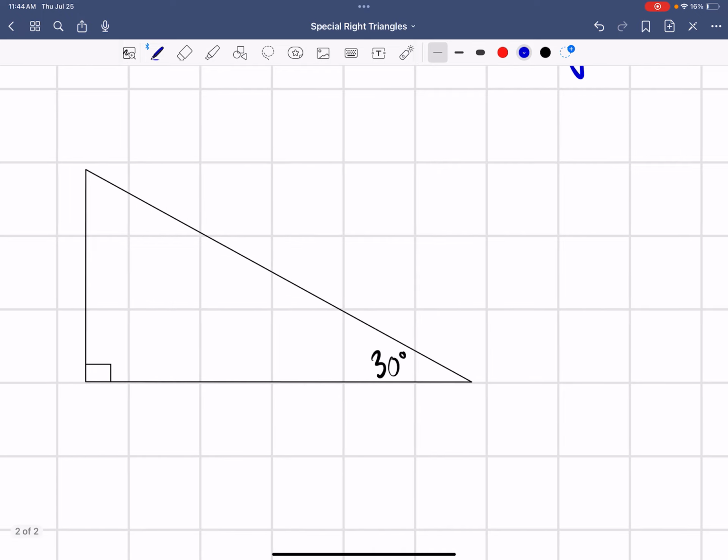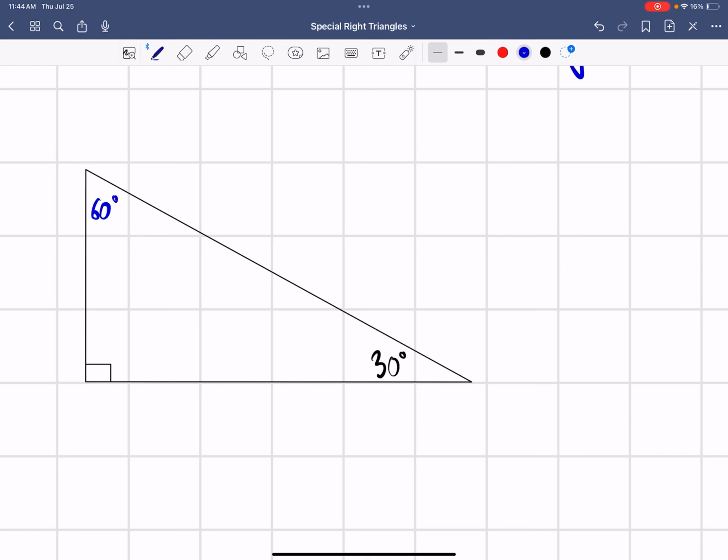We know that this other acute angle must be 60 because the two acute angles in a right triangle are always complementary, they add to 90. So this other angle we know is 60. So indeed, this is the 30-60-90 triangle.